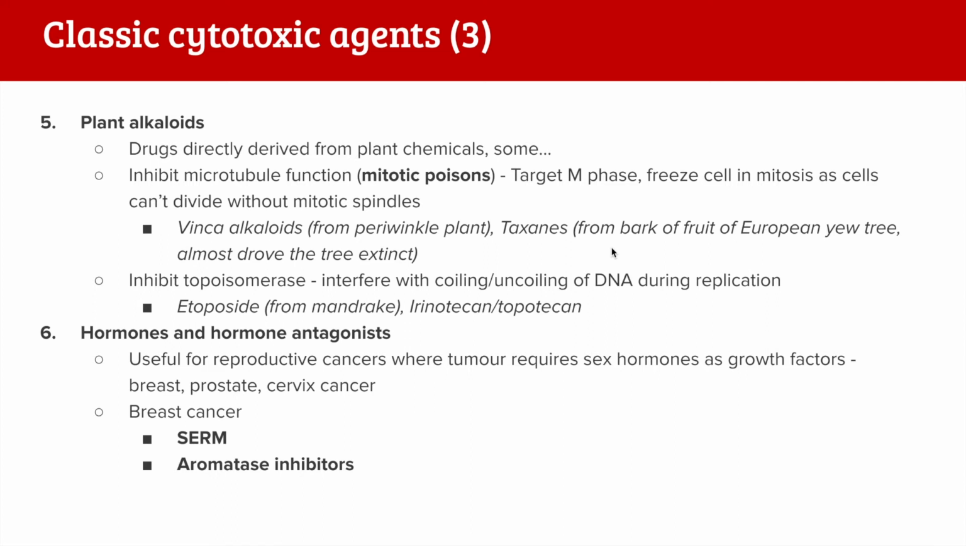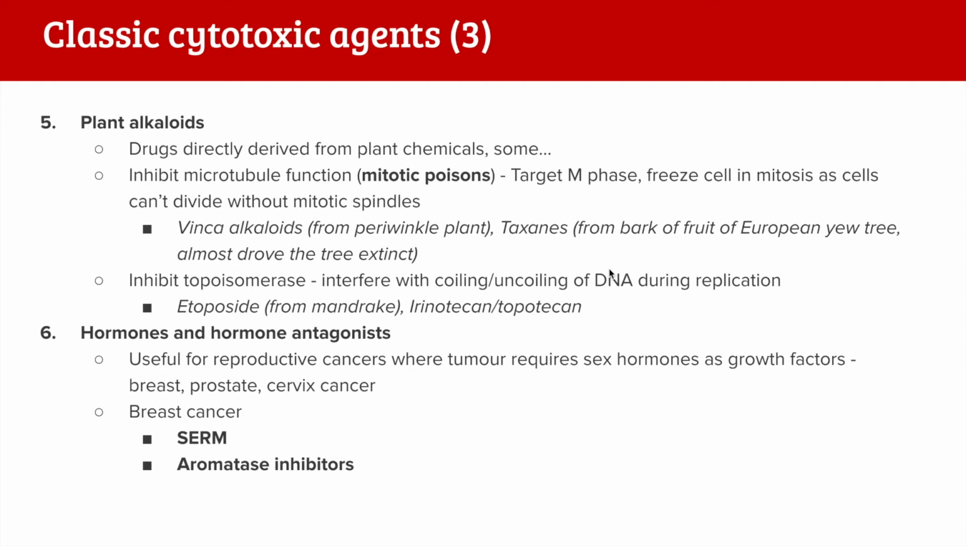Especially taxane, which is from the European yew tree. When we first found out, trees take a long time to grow, so in order to extract this, we apparently almost drove the tree extinct. And some inhibit topoisomerase. If you remember your biochem at the start of the year, this enzyme is used for the uncoiling of DNA during replication. Of course, if the cancer cells can't uncoil, they can't replicate either.